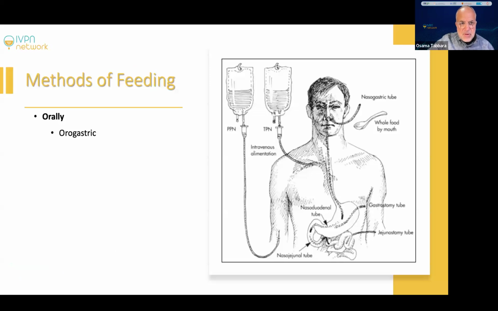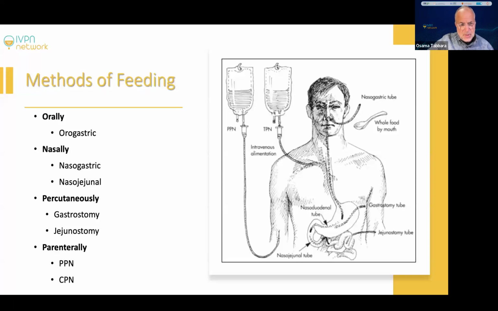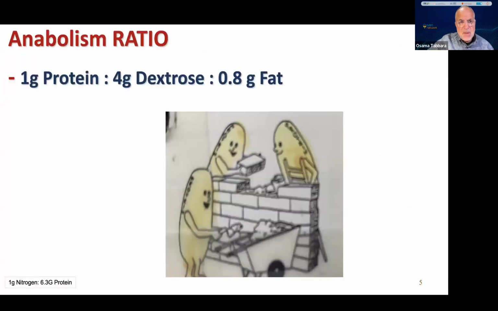In general, among the methods of feeding, the safest and most physiological is the oral route, orogastric. If not possible, we do it nasally, nasogastric or nasojejunal, or percutaneously, gastrostomy, jejunostomy, or parenterally, peripheral parenteral nutrition or central parenteral nutrition. This slide reflects my philosophy on parenteral nutrition, the anabolism ratio.